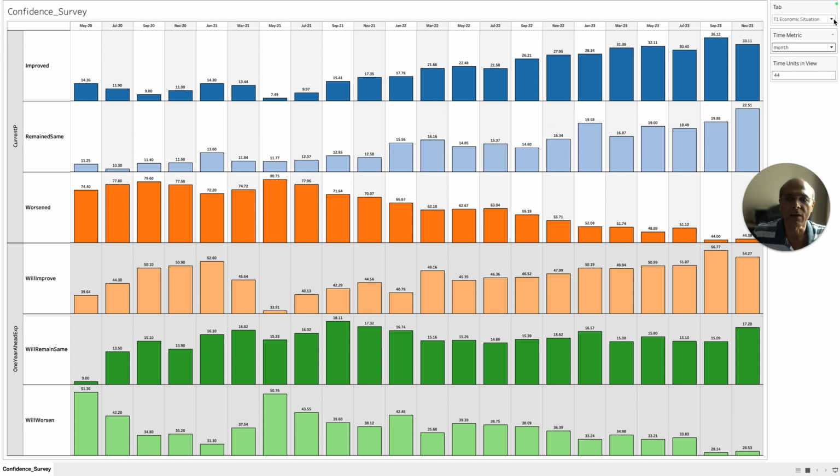So without wasting any further time, let's look at this study and this dashboard, and we will see all the dimensions one by one. The first dimension is T1, economic situation, the first tab of the Excel sheet. Now in a month time scale, if you see, which is May 20 to November 23, it gives us an indication that the respondents, this is basically percentage.